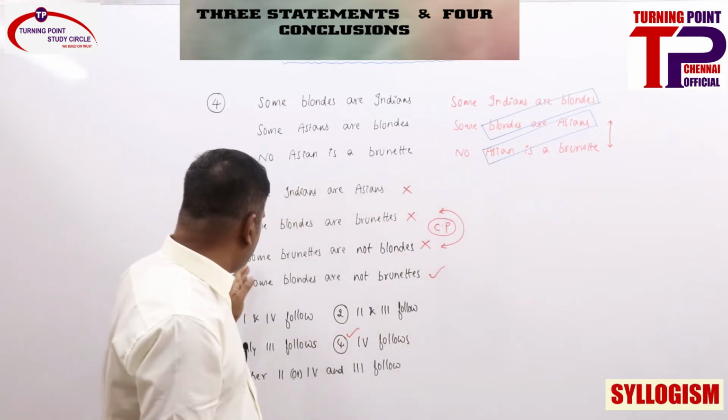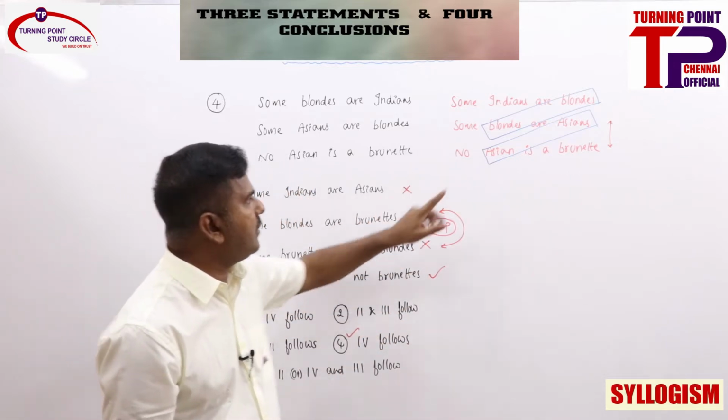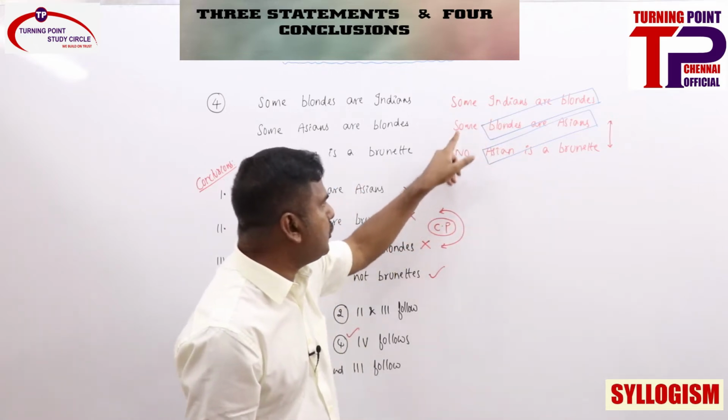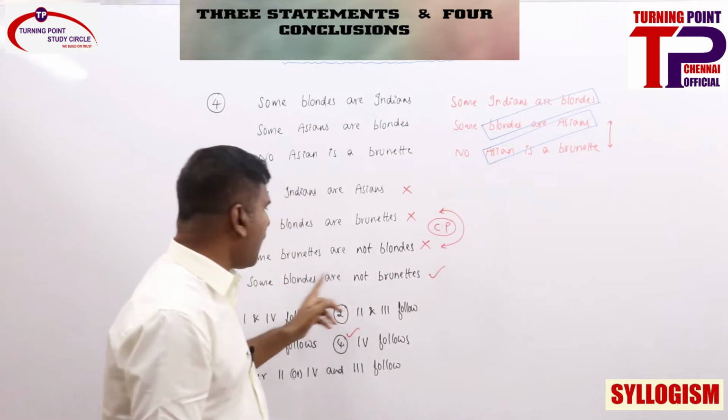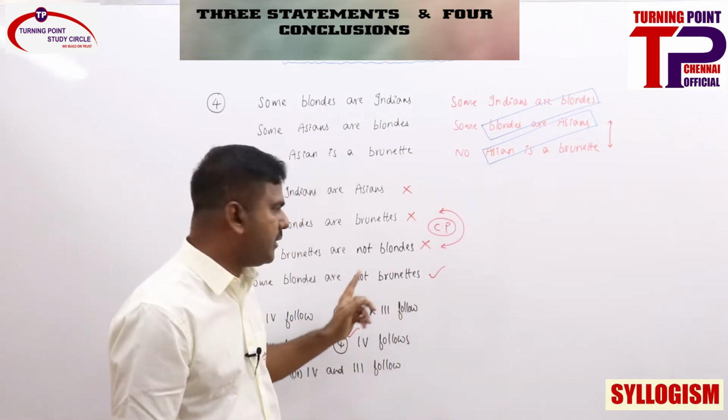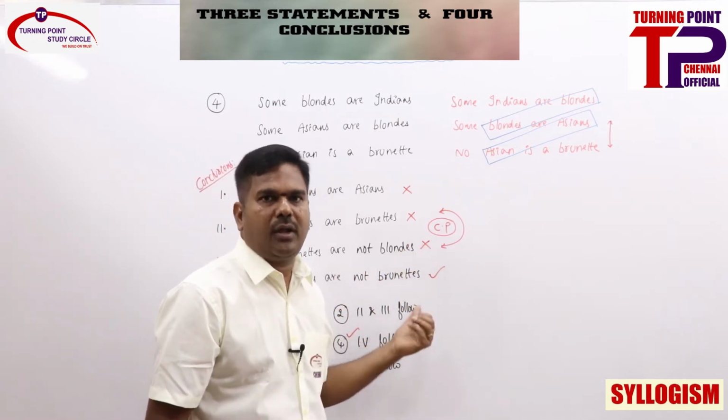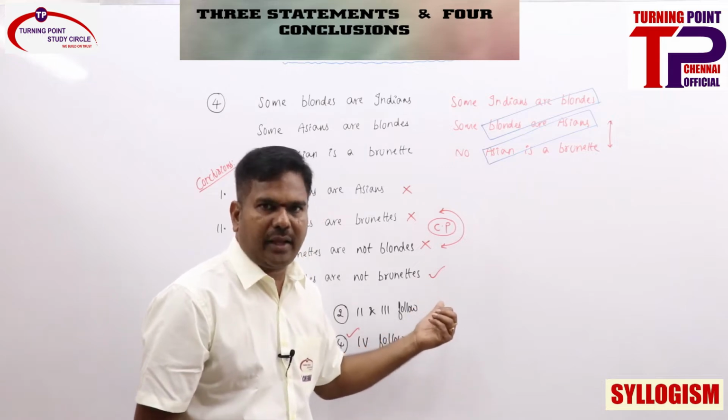And the next one, the third one: some brunettes are not blondes. Where are brunettes and where are blondes? Statements 2 and 3 again. I plus E gives O. O means some blondes are not brunettes, but O cannot be converted. That is the reason the third one is ruled out. And of course, the fourth one, we got the answer.